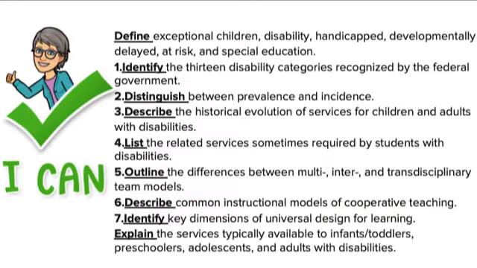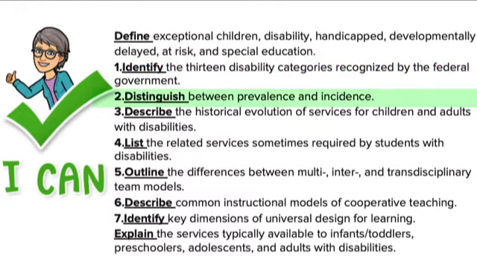One of the things that you want to do as a student is to pay attention to the objectives and make sure these are things that when you think you're finished, that you can do. So, for instance, the objectives for this module are that you should be able to define what exceptional children means, define disability, handicap, and developmental delay, as well as at-risk and special education. You also want to be able to identify the 13 disability categories that are recognized by the federal government.